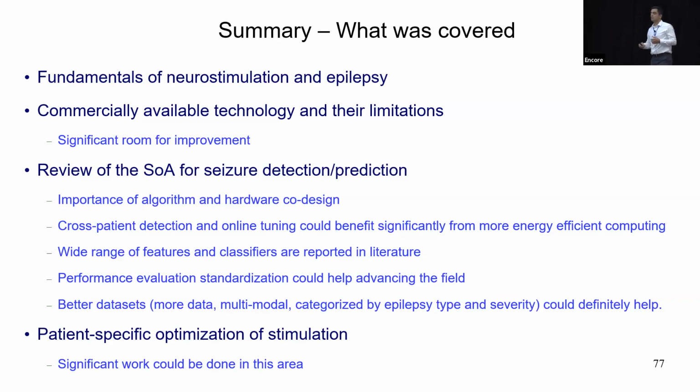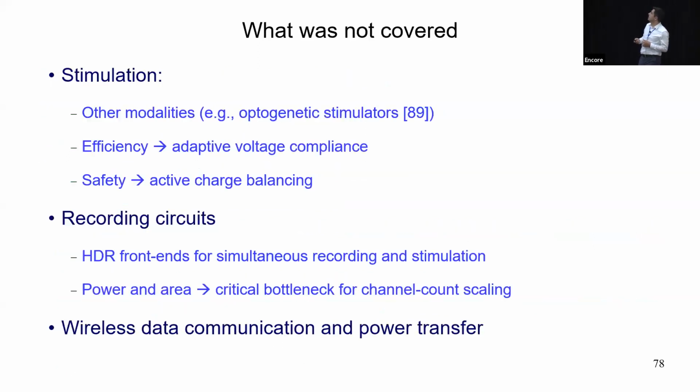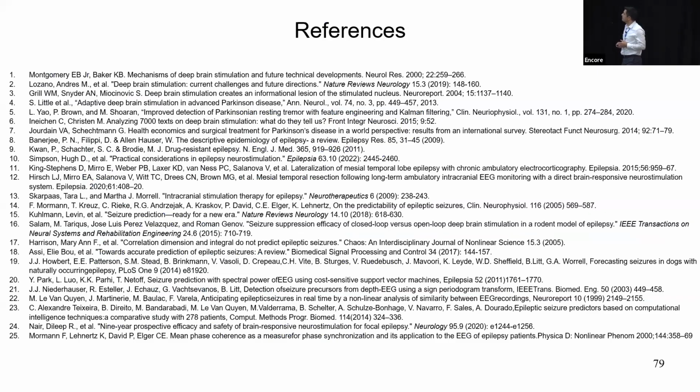And of course, better data sets with more data, with multimodal data, and categorized by epilepsy type and severity could definitely help. Towards the end, we saw patient-specific optimization of stimulation and the significant work that could be done in this area. Of course, I just scratched the surface. I didn't talk about everything related to seizure detection and responsive stimulation. There are so many different aspects of these devices that I couldn't talk about today, which I've listed here. I'm not going to go through them for the sake of time. Here are the references used for this work, and thank you.